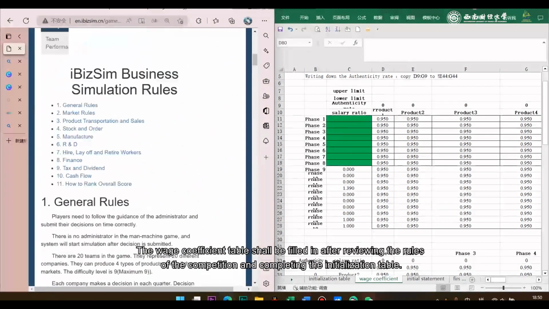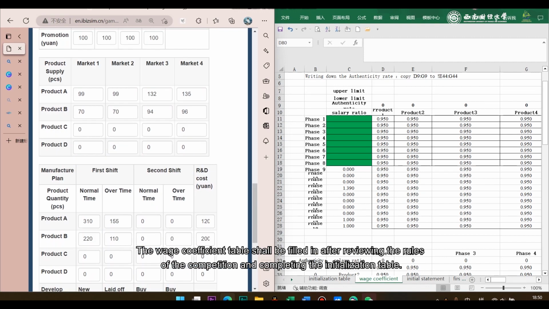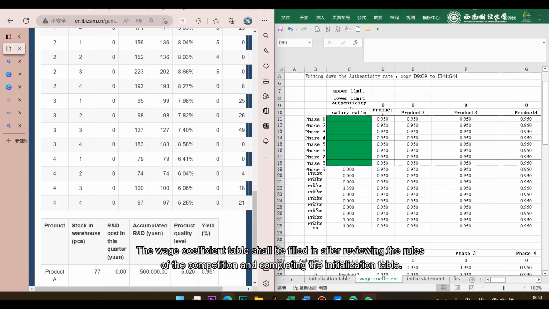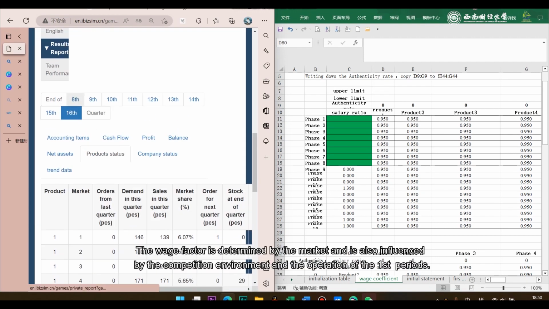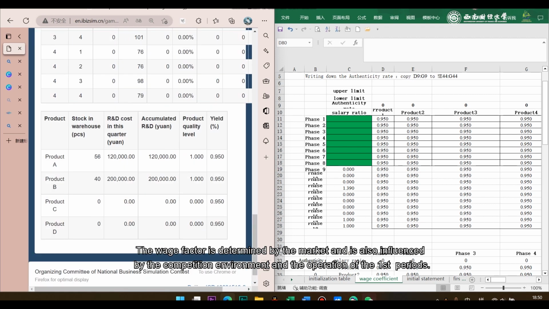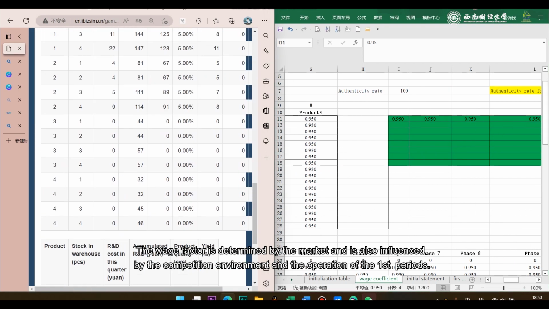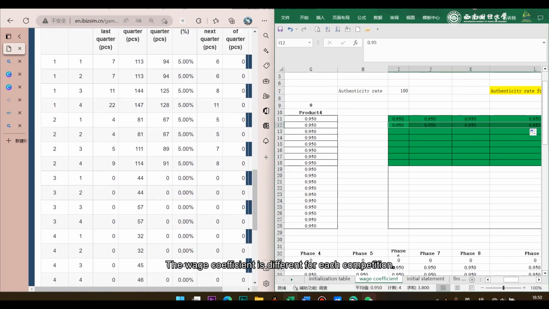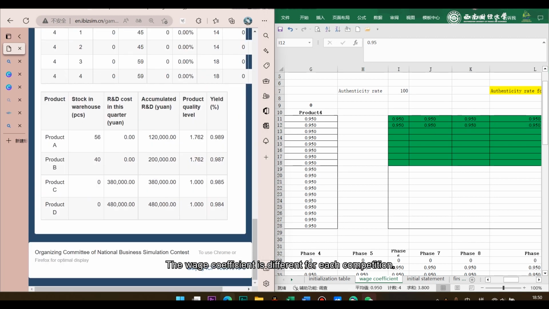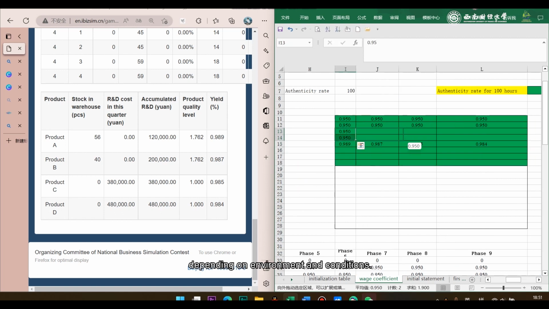The wage coefficient table shall be filled in after reviewing the rules of the competition and completing the initialization table. The wage factor is determined by the market and is also influenced by the competition environment, and is the operation of the first 8 periods. The wage coefficient is different for each competition. You need to adjust your salary factor based on the first 8 periods.